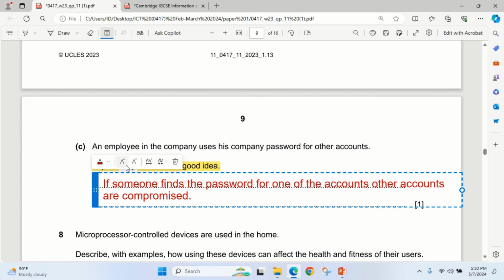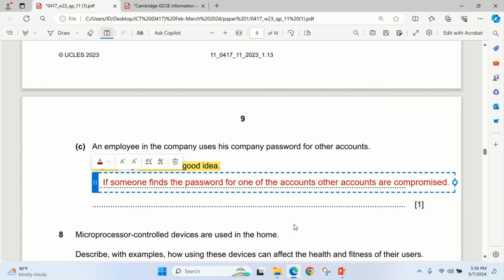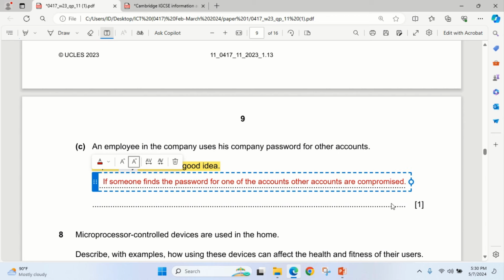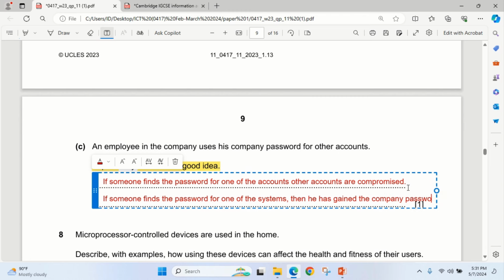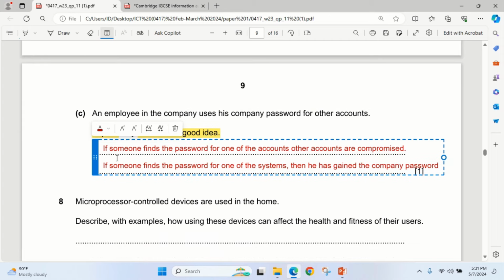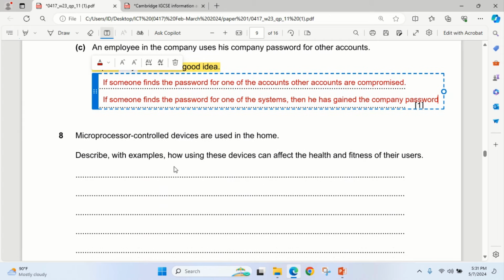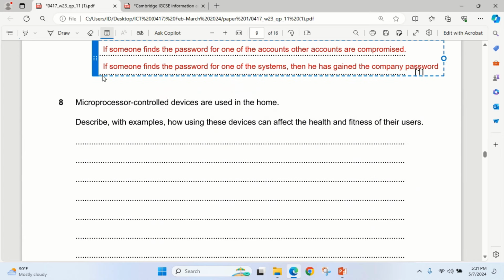Another one is that you could also say that if someone finds the password for one of the systems, then he has gained the company password. That's the implication. So any one of these is correct. This is just a 1 mark question, so any one of these will give you the full mark. Then let's go to question 8 very quickly. Question 8.